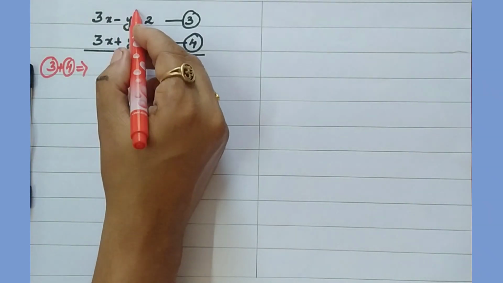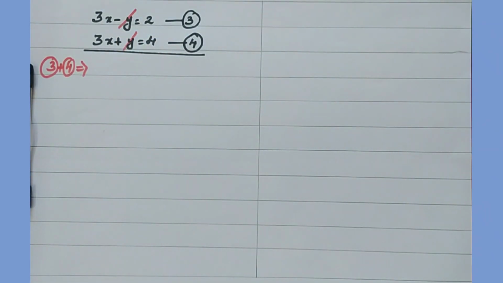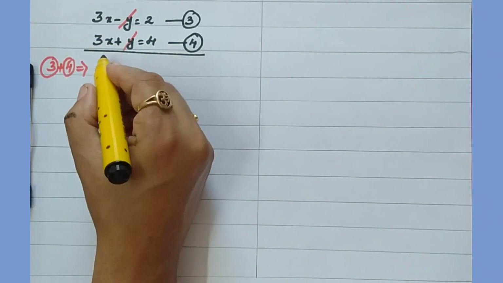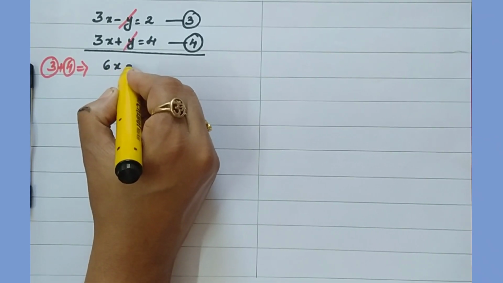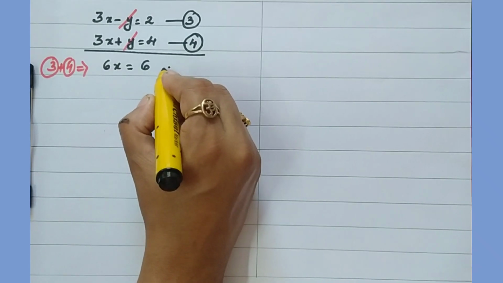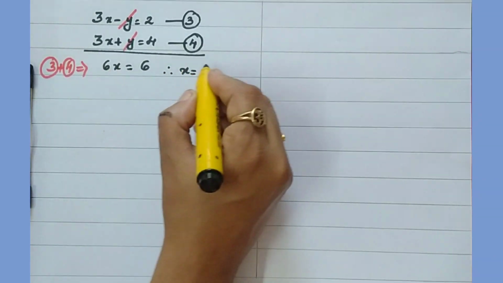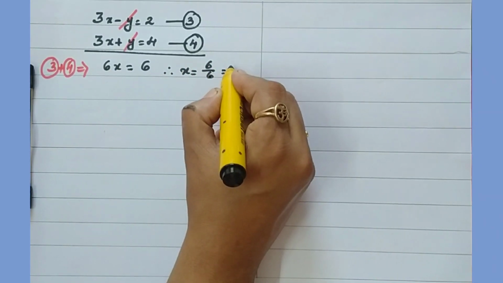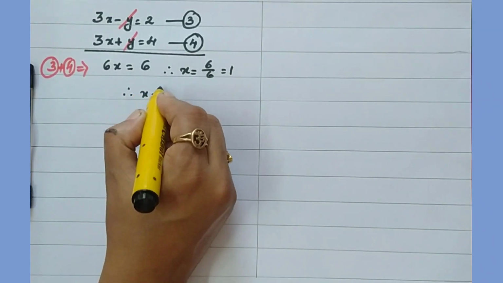What happens here? Minus y plus y get cancelled when adding. The remaining is 3x plus 3x is 6x equals, your right side is 2 plus 4 is 6. Therefore, x equals 6 by 6, which is 1. Value of x equal to 1.